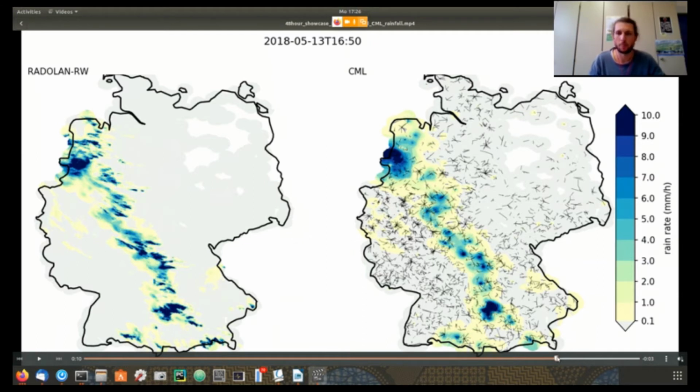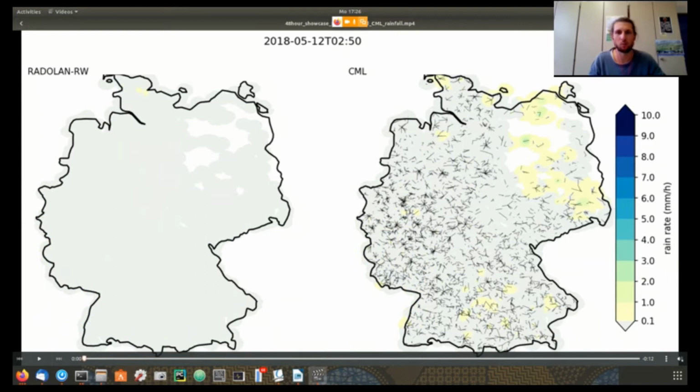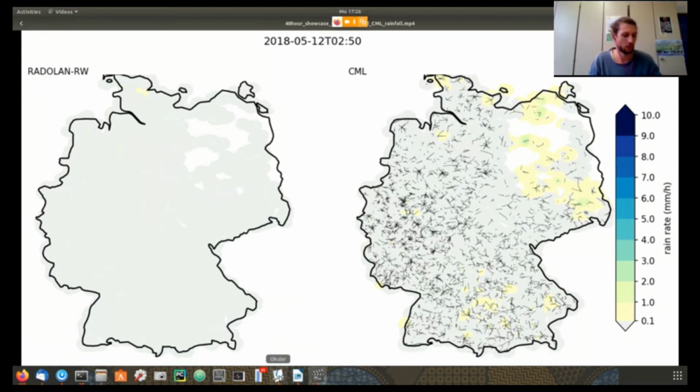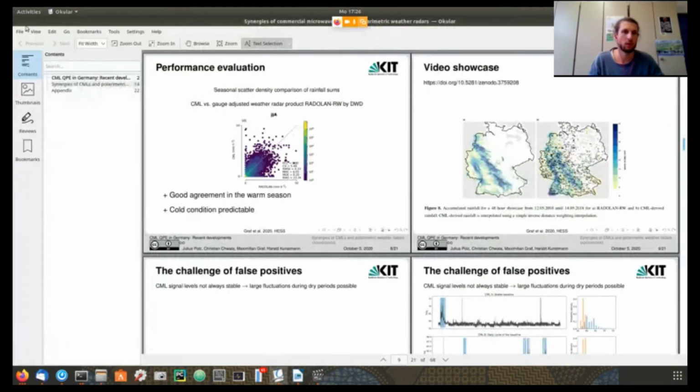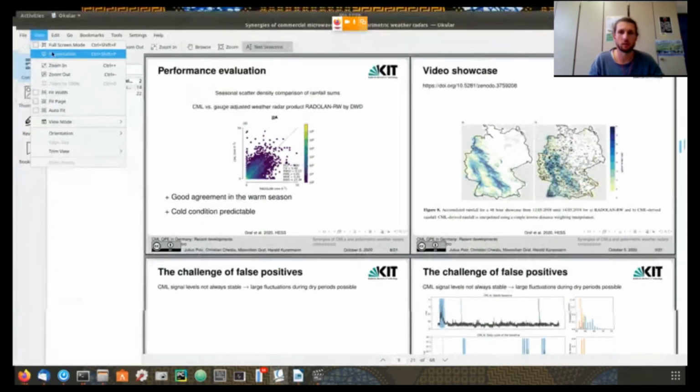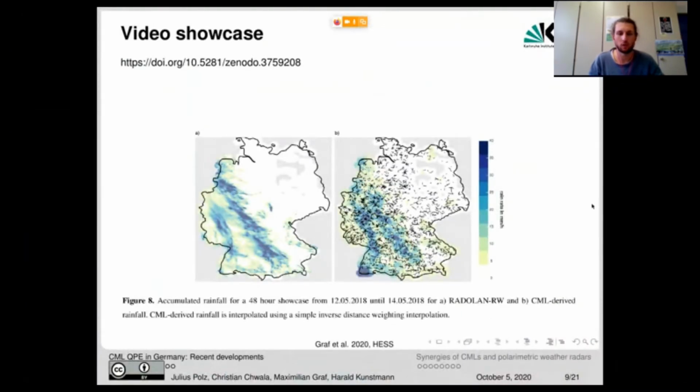But if I go back to the starting point, we see that while the radar is seeing no rain at all, we see a lot of microwave links that somehow show some rainfall that certainly shouldn't be there. And that's what we call false positives in general. And that actually concerns my work, those false positives.